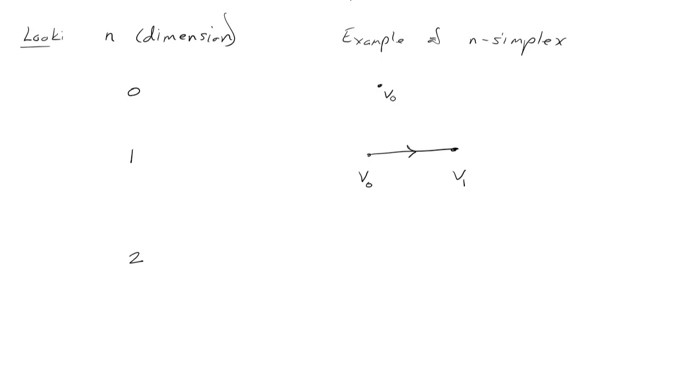Okay, 2 dimensions. This is the one that we've been dealing with. So a 2-simplex is going to be a triangle. And we'll call the vertices here V0, V1, and V2. And we'll put an orientation around it. And in general, the standard orientation is counterclockwise.